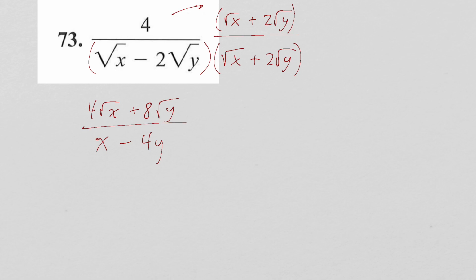This is a simplified fraction because we have 4 terms, and each of the 4 terms is not divisible. If there's like an even number here, then we would have to cancel that all out. But there's a 1 here, so we can't cancel anything out. So this is our final answer.